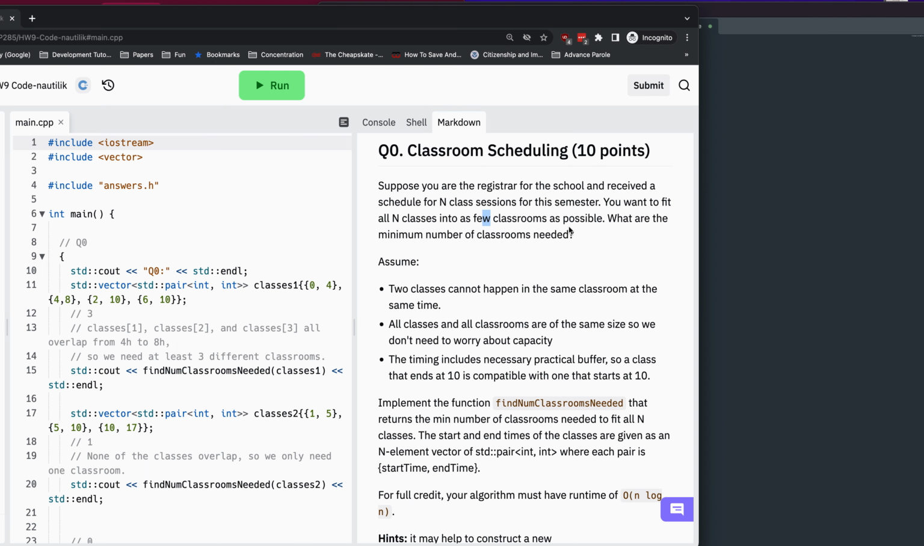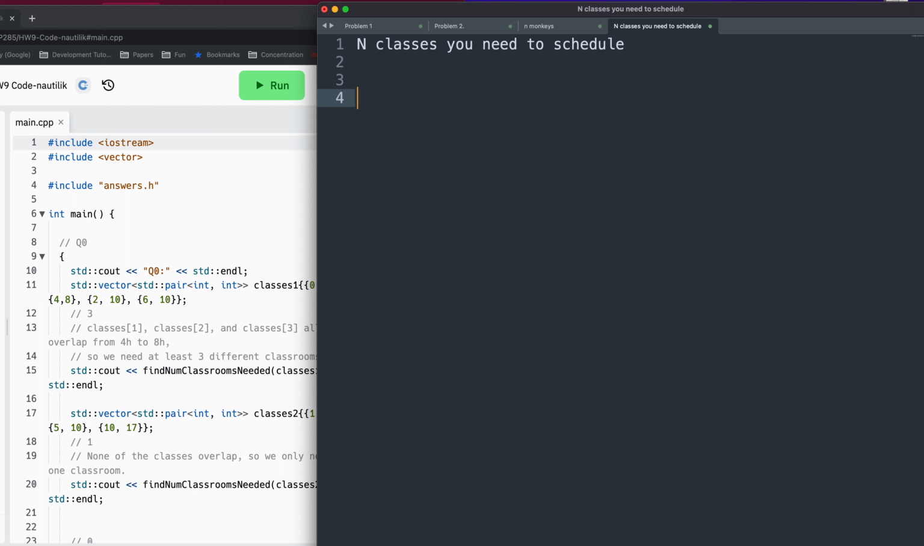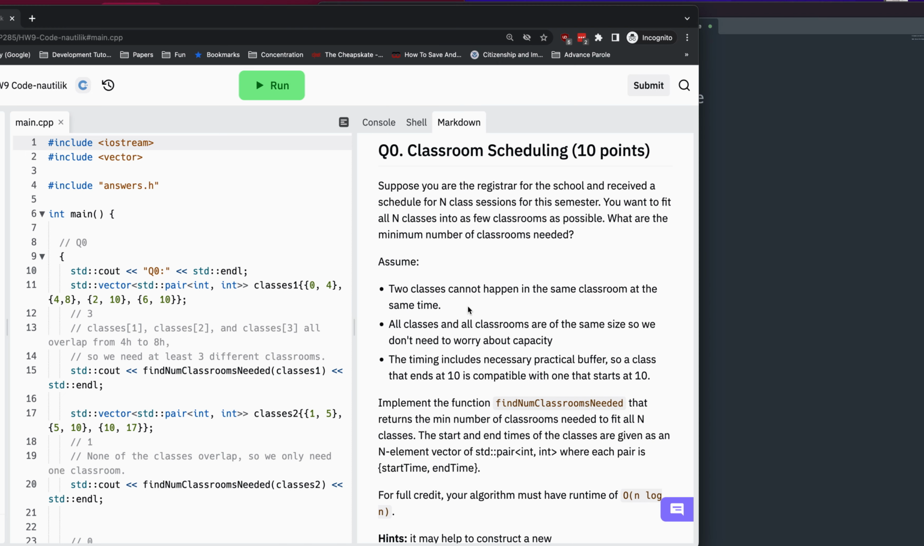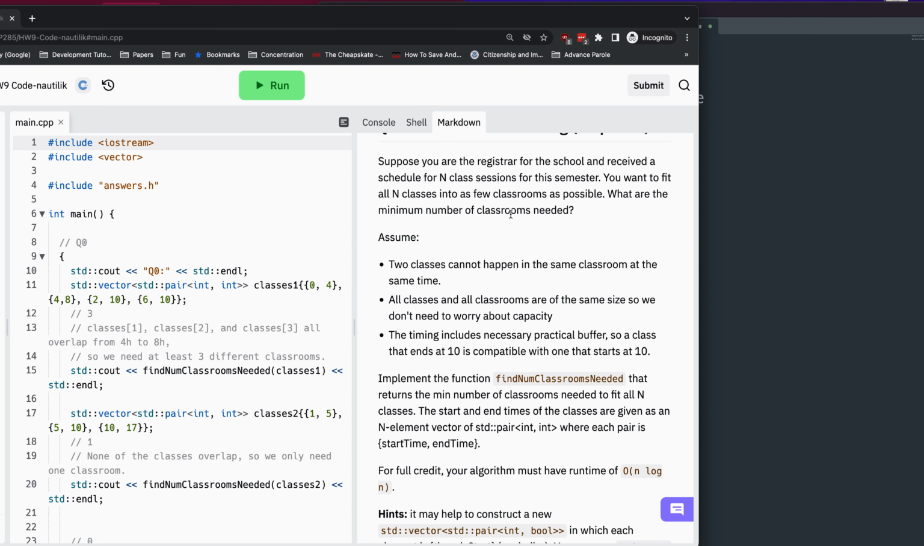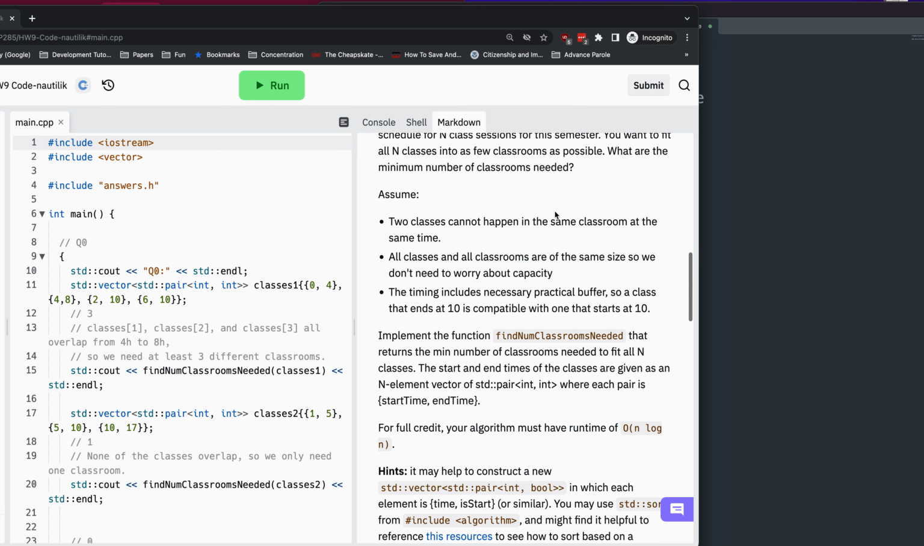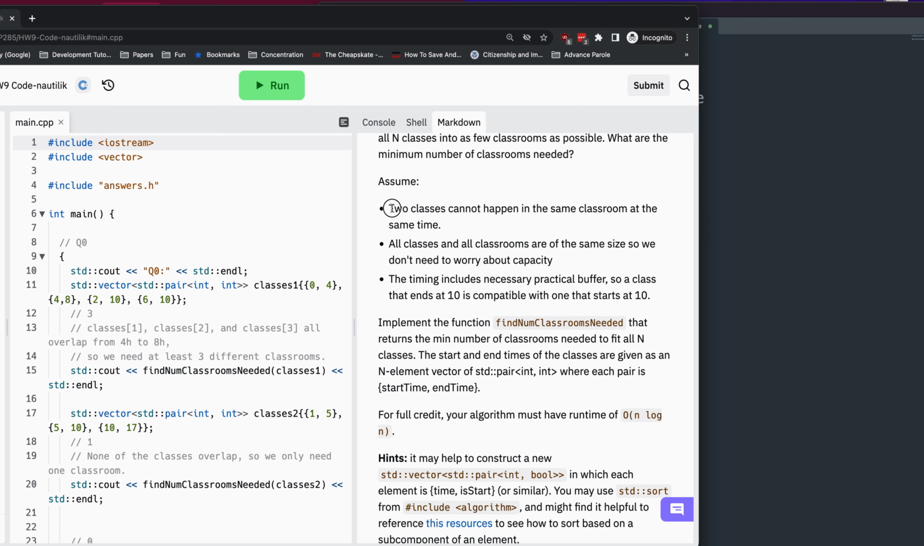You want to fit all N classes into as few classrooms as possible. So the goal: use as few classrooms as possible for all N classes. You want the minimum number of classrooms. Here are the restrictions. Two classes cannot happen in the same classroom at the same time. You're given when a class starts and when it ends, and two classes cannot overlap with each other and be in the same classroom.